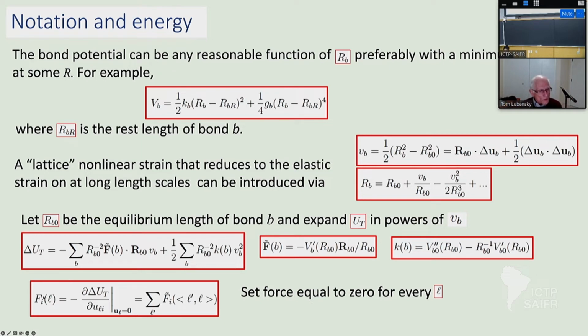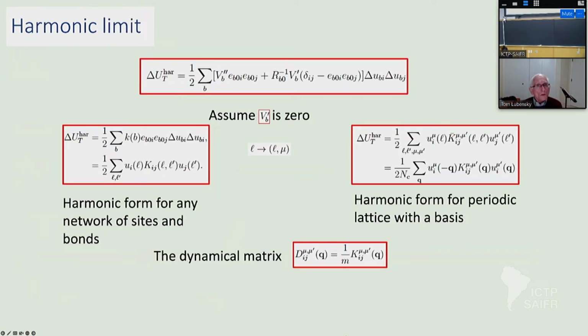So we can also use the notation FIL. This is the force on site L, and it's the derivative of the total energy with respect to the little displacement here. And it will be the sum over L prime of the force exerted by the bond on L prime. Most of this will become pretty transparent as we proceed.